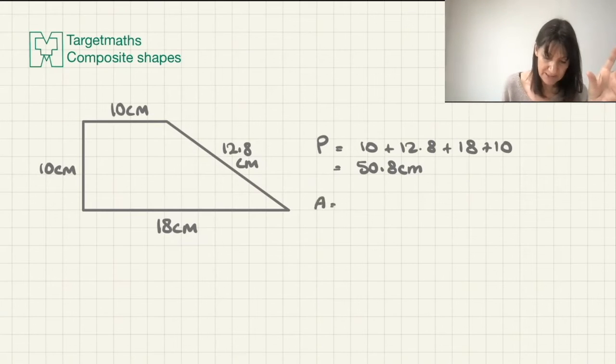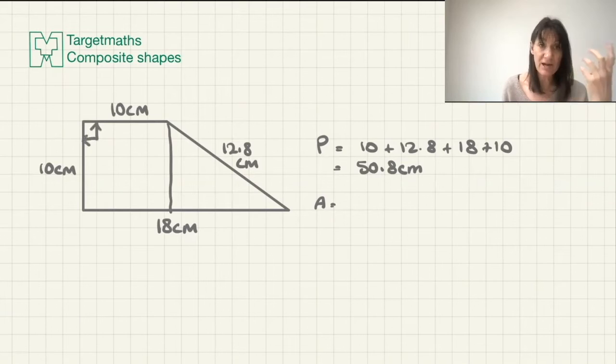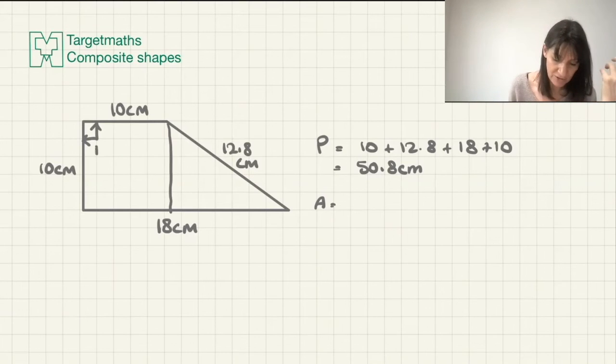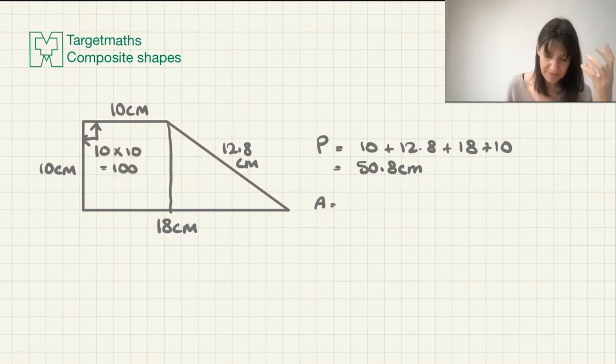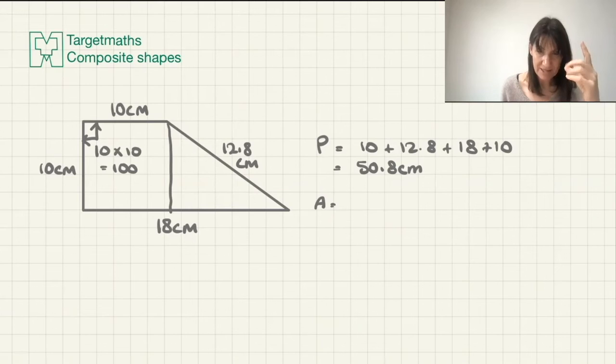So I'm going to split my shape here so that I've got my rectangle and my triangle. When I look at my rectangle, I can actually see it's a square because the two edges are 10 and 10. So I can go straight into doing that bit. So that's 100. Area of a triangle, base times height divided by 2. So it's virtually the same as a rectangle, but with that extra step of halving.